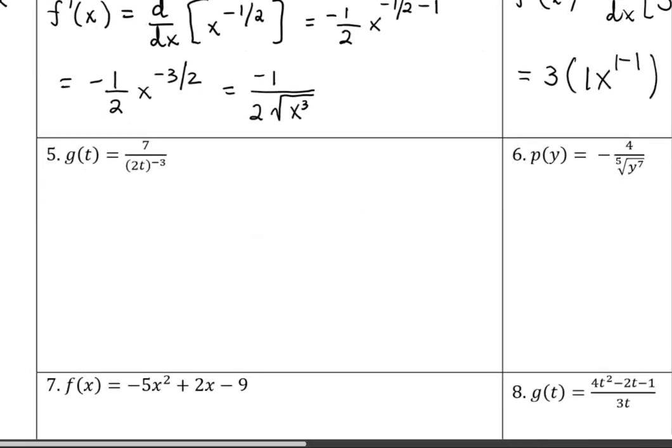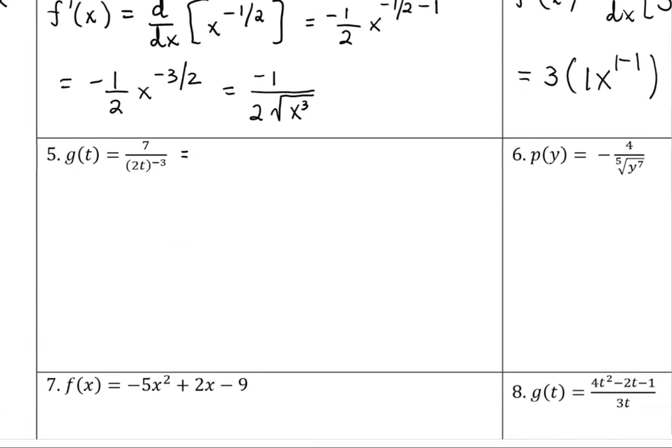Example 5, I'm going to begin by simply just rewriting this function. I have that negative exponent in the denominator, so I'm going to rewrite it by bringing it up to the numerator and making it a positive exponent. Rules of exponents tell me that I need to cube the 2 and also cube the t. And so we are left with 56t to the third. That is not a derivative. That is the exact same function. All of these are equal. This is still the original function, g of t.